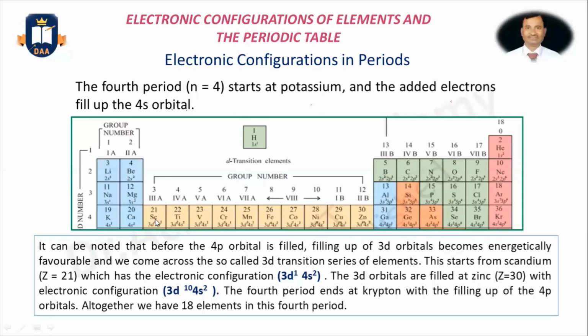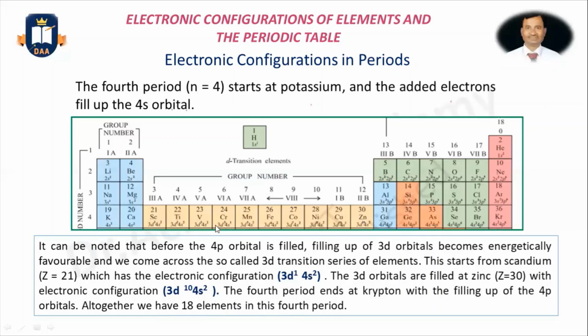This is from group number 3. Here you can see up to group number 12. That means from scandium to zinc. And the 3d orbitals are filled at zinc. Zinc has Z equal to 30, that means atomic number is 30. Z is denoted for the atomic number. And the configuration is 3d10 4s2. Here you can see the 3d10 4s2.